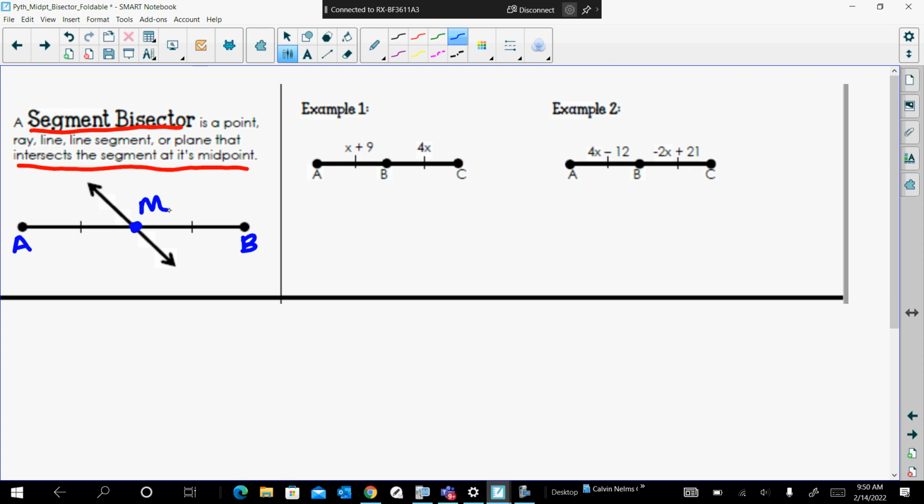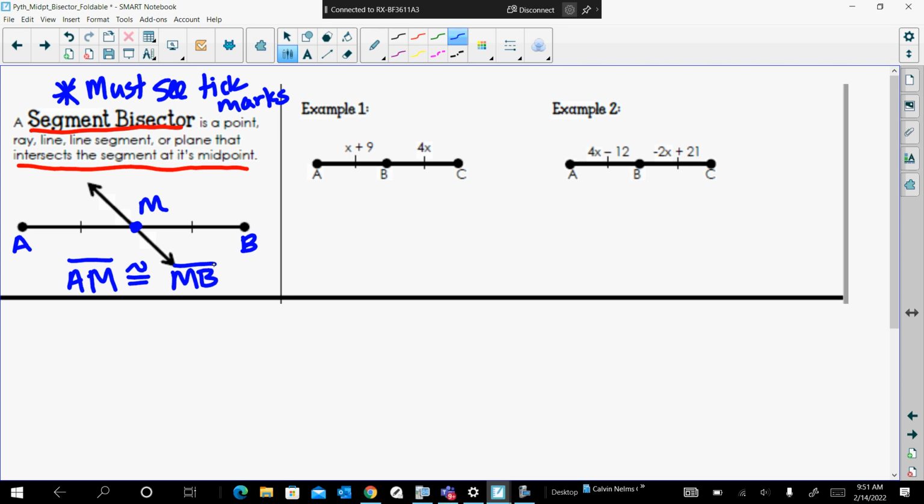The key to this is, one, for it to be a bisector, I'm going to put a little star up here, you must see tick marks. Okay, for that to work. And because we see those tick marks, and because a bisector intersects the segment at its midpoint, then I know that AM, this segment here, is congruent to MB. The two parts will be equal to each other when dealing with the bisector.